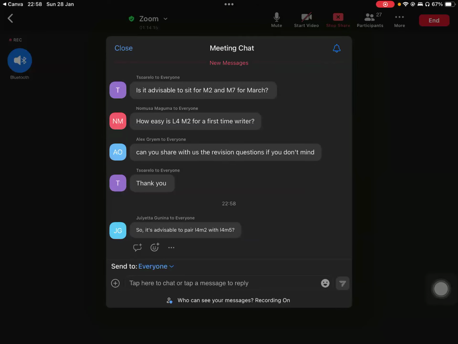Yes, Jureta, it is advisable to pair M2 and M5 because they share some similar content, especially on the cost and price analysis.